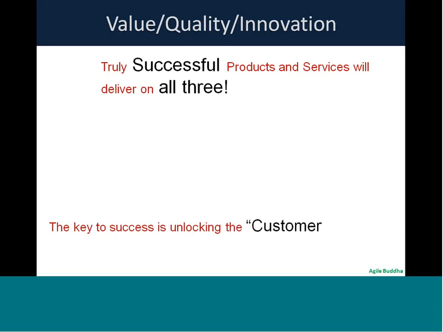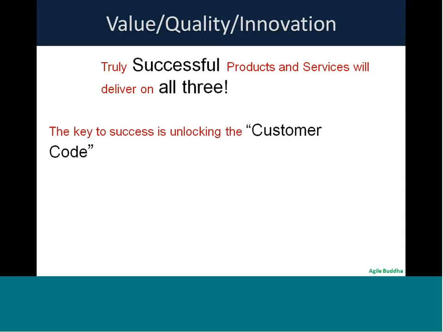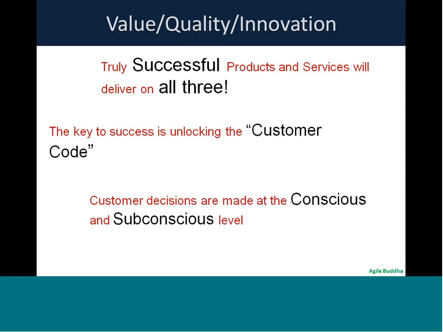Okay, and the key to success is unlocking the customer code. When I use the word customer code, it is to try to understand what the customer really wants. Try to hear him and understand him, because customers usually make decisions at two levels. One is the conscious level, the second is the subconscious level. Conscious level decisions are what you get through requirements, right? When you are working on any project, the customer says, okay, these are my requirements. That's a conscious level decision that he has taken.